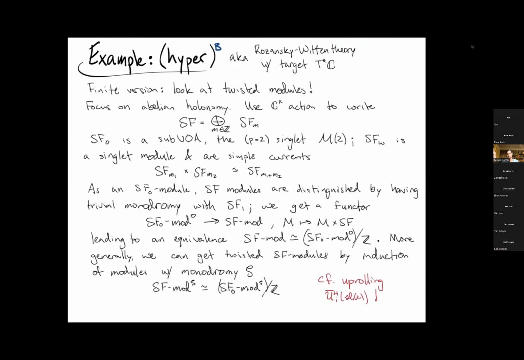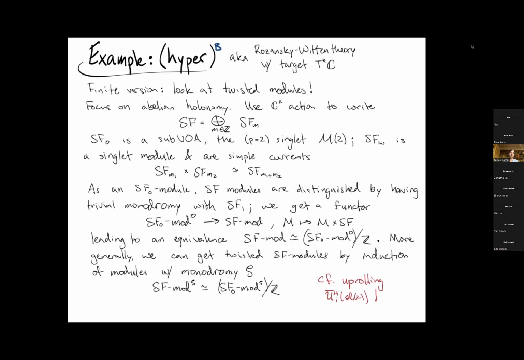The last thing I wanted to do was connect it back to this uprolling thing that I mentioned before. If we want to be able to go from the sort of infinitesimal thing in terms of the connection A, or this sort of simplified finite dimensional connection little a, we can actually extend that to a finite version where we instead look at modules that aren't honest VOA modules, but are called twisted modules. In particular, I'm going to just talk about abelian flat connections because life is short. And so what we're going to do is use the C star automorphisms of the symplectic fermion VOA to produce twisted modules. So this works as follows.